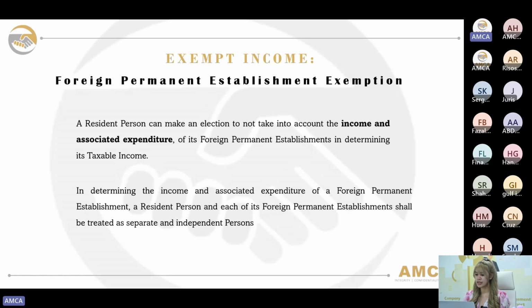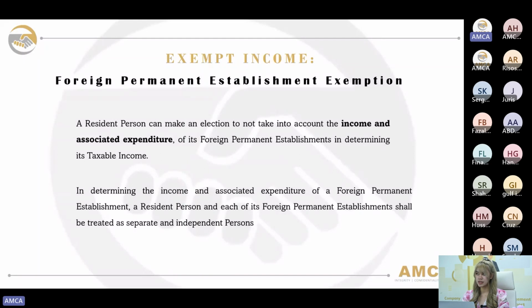So once an election is made, the income and associated expenditure of all the qualifying foreign permanent establishments of the resident person in the relevant tax period will not be taken into account in the determination of the taxable income. In determining the income and associated expenditure of a foreign permanent establishment, a resident person and each of its foreign permanent establishments shall be treated as separate and independent persons.